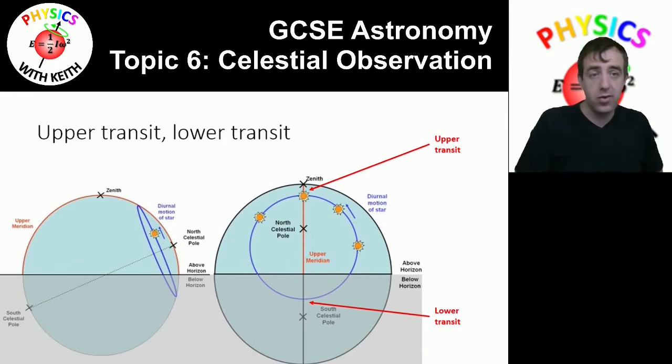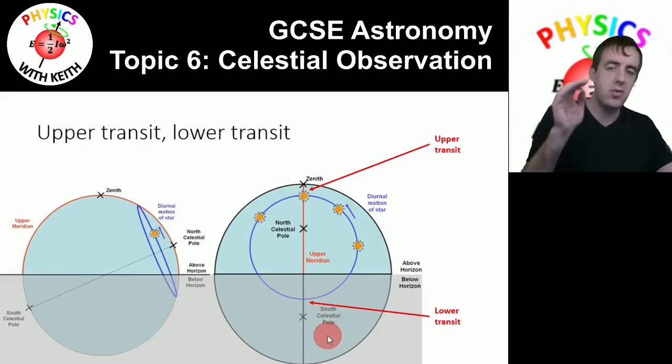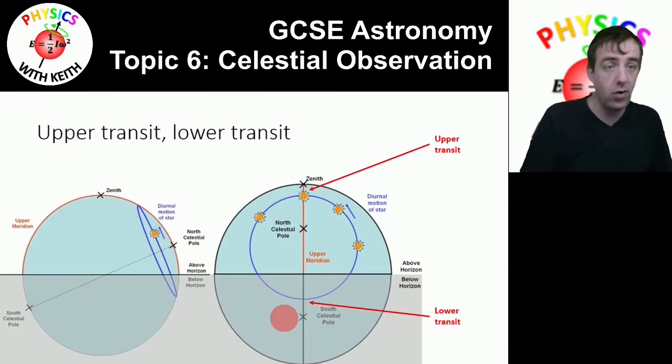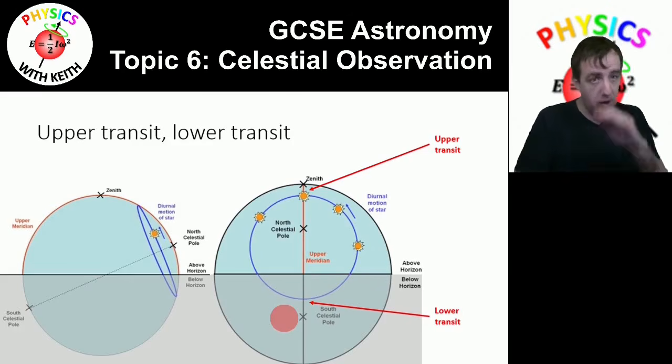A star will cross the meridian twice, and so stars have an upper transit and a lower transit. The upper transit is when it's at the highest point in the sky. The lower transit is when it's either at the lowest point in the sky, or it might even be, in the case of non-circumpolar stars, below the horizon.